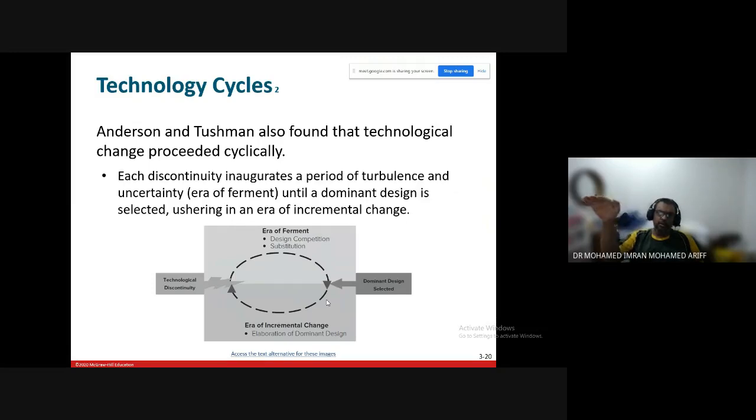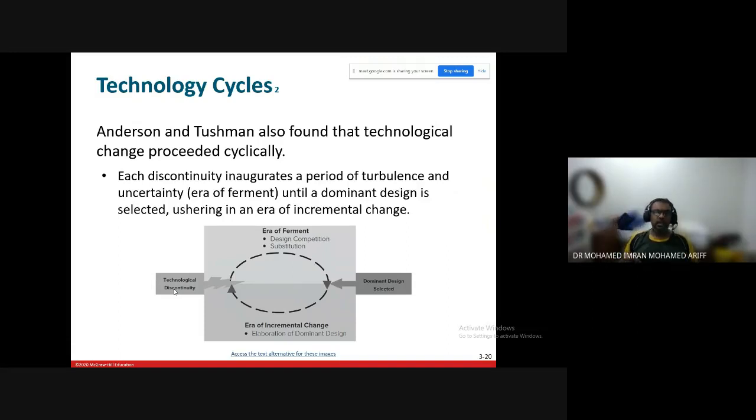Mula-mula design tu stop for a while. And then, because they know the new technology is coming, they start to elaborate on the design. Elaborate means they start to add on, the size of the TV. And for the next 10 years, the design tu akan bertambah and automatically it will stop again, discontinue balik because there's a new technology coming up. So this is the period they are going.